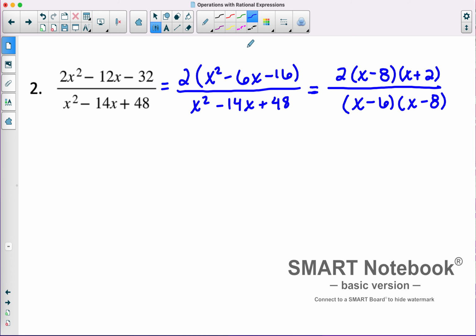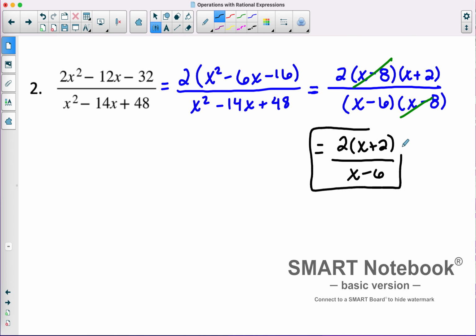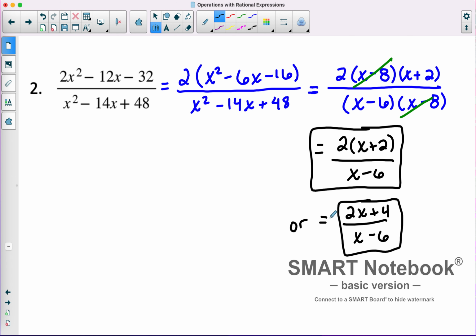And now looking across this, I do see a common factor of x minus 8. So that would reduce out to leave me with the rational expression, which is 2 times x plus 2 over x minus 6. Now I can leave it this way because it's not going to factor any more and simplify any further. Or I can multiply the numerator out to be 2x plus 4 over x minus 6. Either one is fine because those are equivalent expressions.